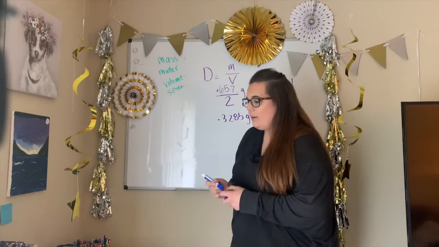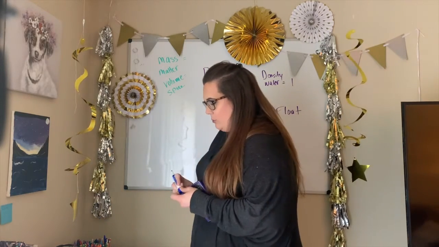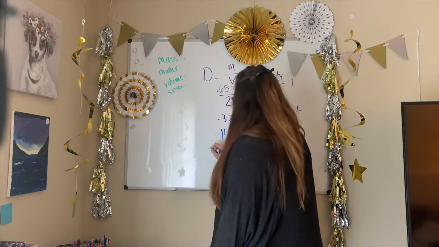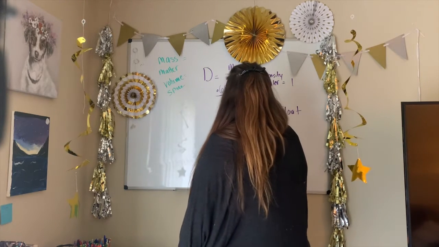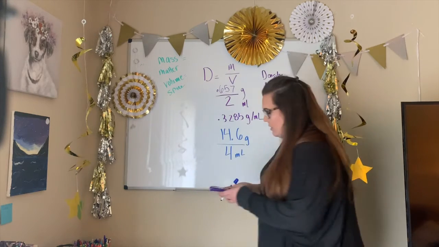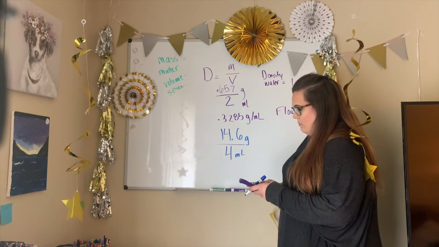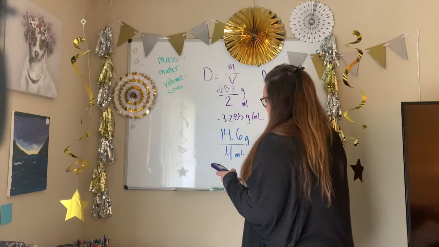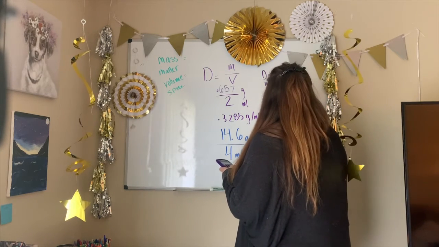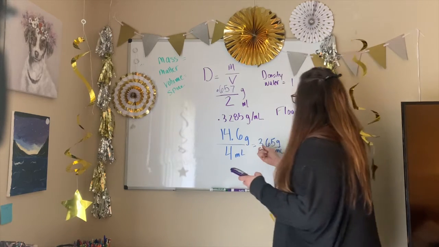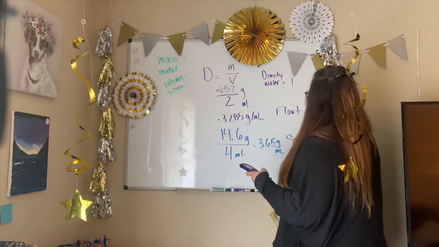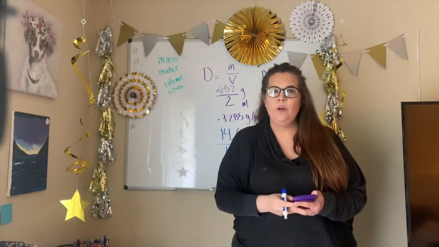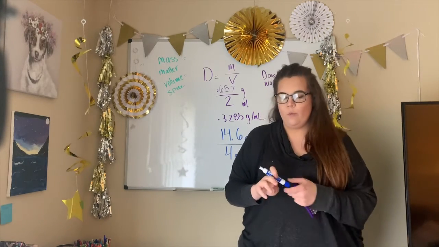All right, next practice problem. I think this is the aluminum. I'm not sure, but our mass is 14.6 grams. We have 4 milliliters of it. Gotta plug it into our calculator. 14.6 divided by 4 is 3.65 grams per milliliter. 3 is bigger than 1. We are gonna sink like a rock, which makes sense. If you have an aluminum cube, it's gonna sink in the water.